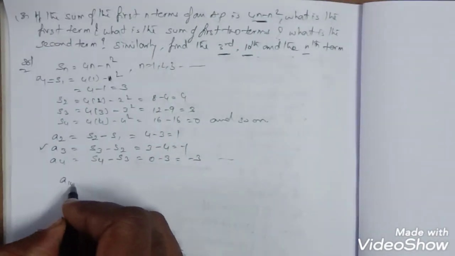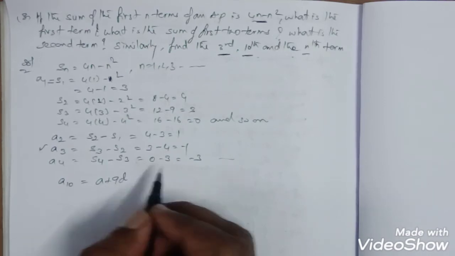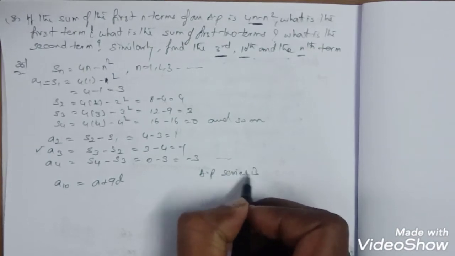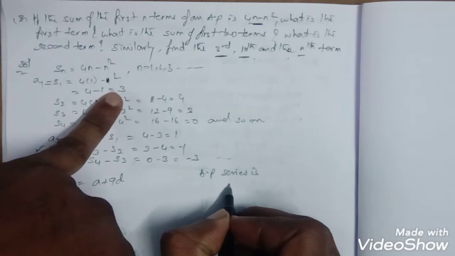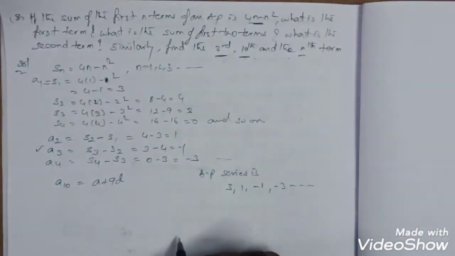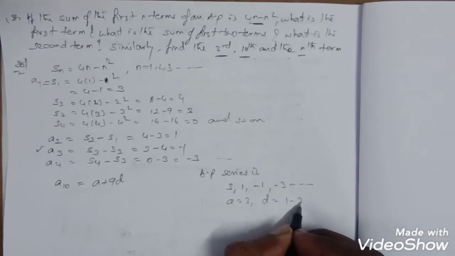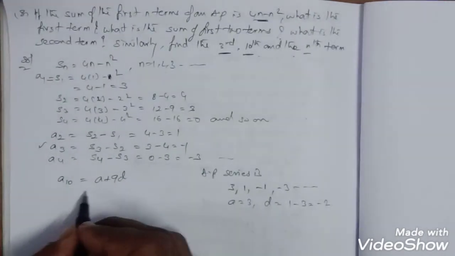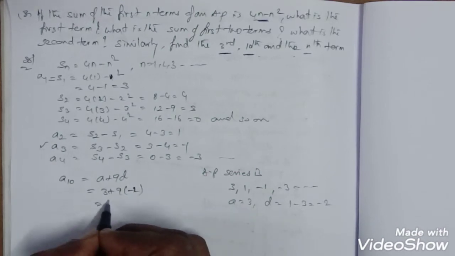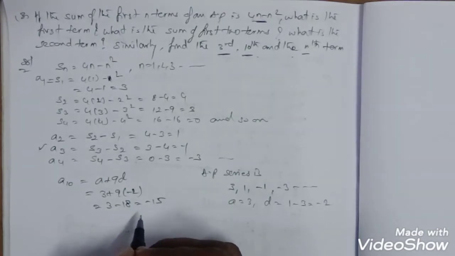So the 10th term, that is A10, is A plus 9D. Now the arithmetic series given is: first term is 3, next 1, next minus 1, minus 3 and so on. Here the A value is 3 and D is 1 minus 3, that is minus 2. Now substitute in this, you will get 3 plus 9 into minus 2, which is 3 minus 18, that is minus 15. So A10 is minus 15.